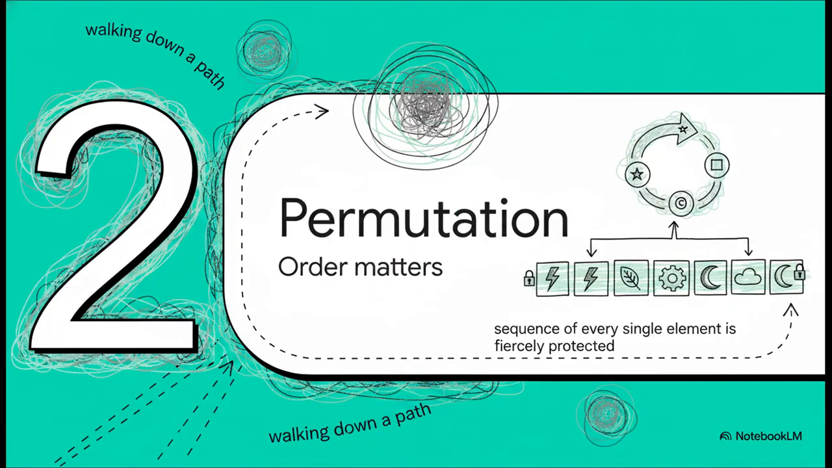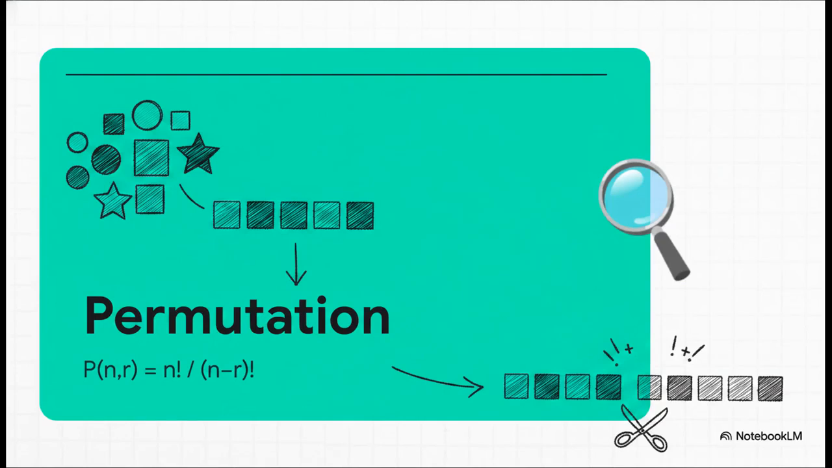Section 2. Permutations, where order matters. Let's transition our focus directly into the specific mathematics of permutations. This is where the sequence of every single element is fiercely protected. So here's the formal equation for permutations without repetition. P(n, r) equals n factorial divided by the quantity (n minus r) factorial.